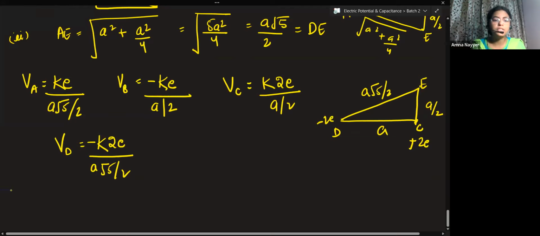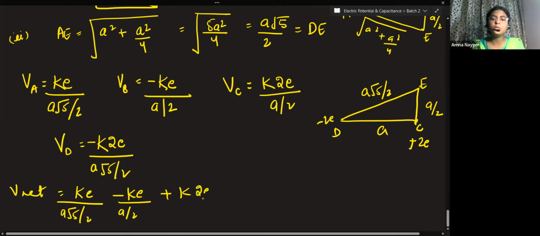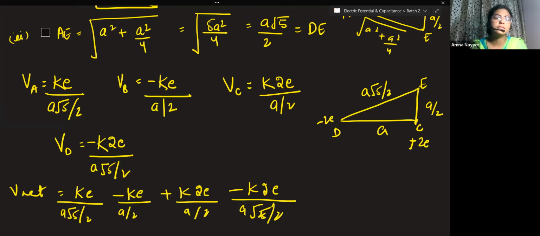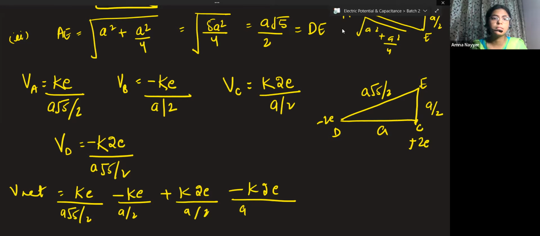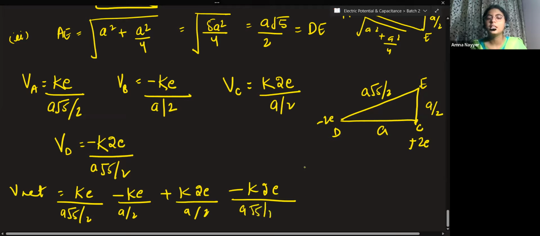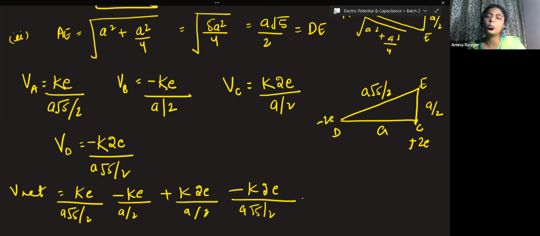Now we have to find out the net potential. Net potential will be what? Sum of all the potentials: Ke divided by A root 5 by 2, that is VA; then VB, minus Ke by A by 2; VC, plus K2E by A by 2; then we have minus K2E by A root 5 by 2. This is your net potential. That's how you have to calculate the net potential.